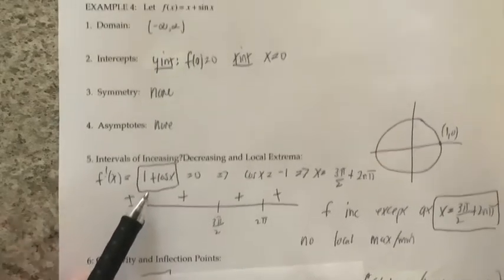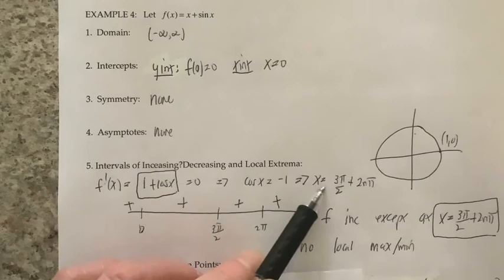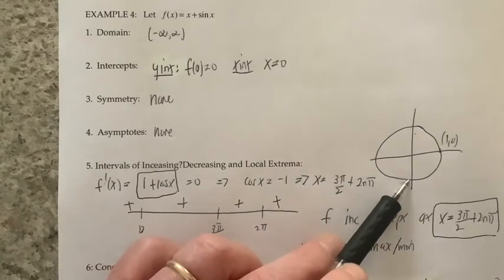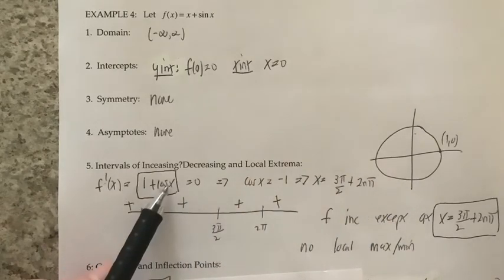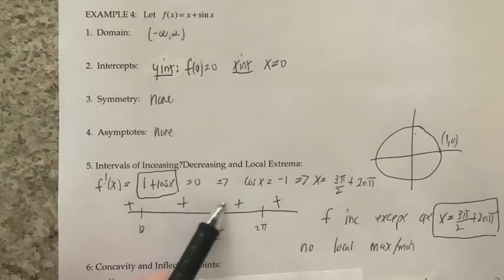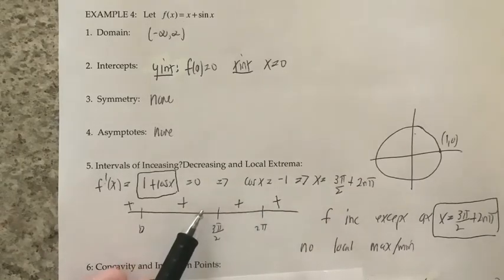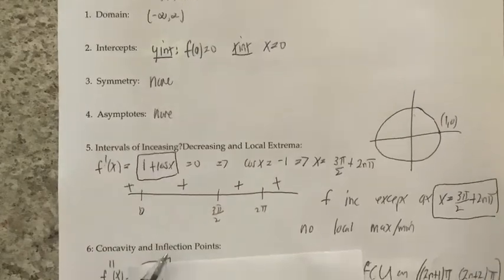The derivative becomes 1 plus cosine of x. Notice, it's 0 whenever x equals 3 pi over 2 plus 2n pi, but it's never negative. You look at it closely, this is never negative. It's always positive, or it could equal 0. So what does that say? The function is always going to be increasing, except where f prime equals 0. So there are no local max or min.